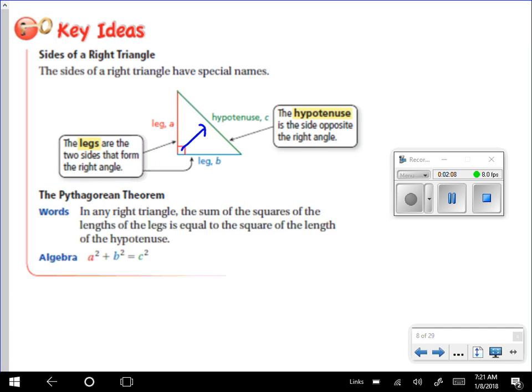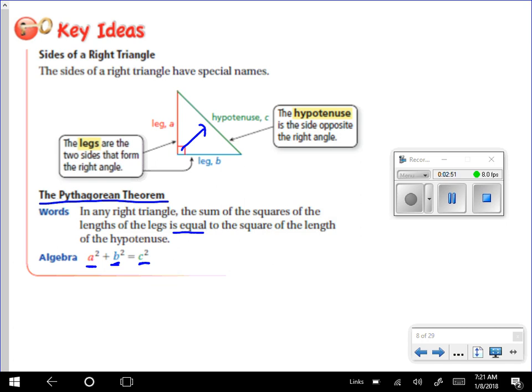This is important because when we're using the Pythagorean theorem, we're going to want to know the difference between the legs and the hypotenuse. So here is the Pythagorean theorem in some words in algebra. It says in any right triangle, so it has to be a right triangle, the sum of the squares of the lengths of the legs, so a squared plus b squared, is equal to the square of the length of the hypotenuse. So the sum here should be equal to the hypotenuse squared. So a lot of what you'll hear me say is a squared plus b squared equals c squared.